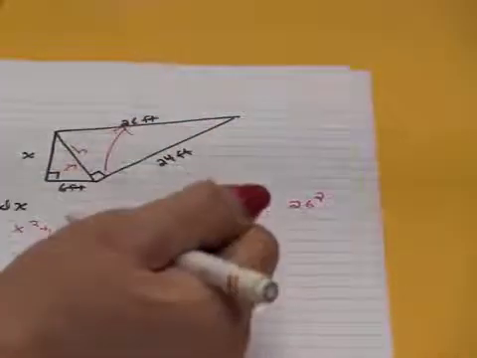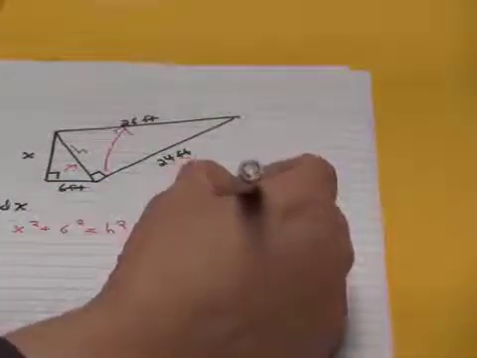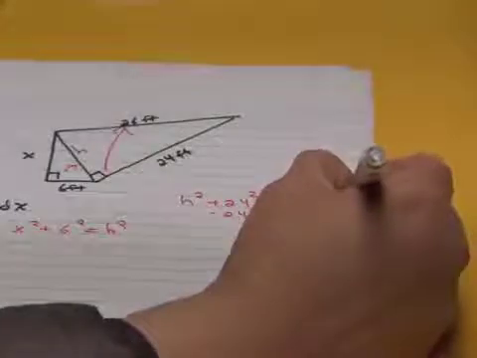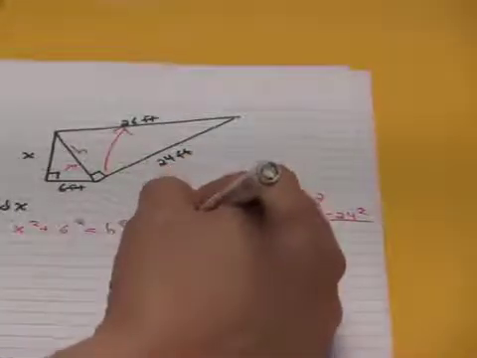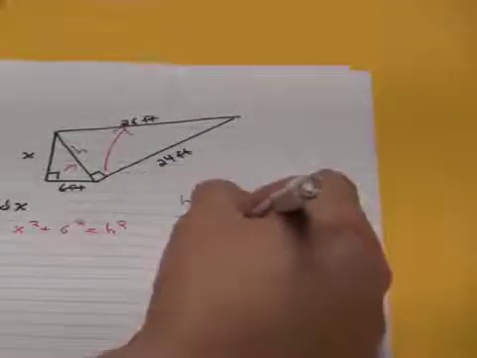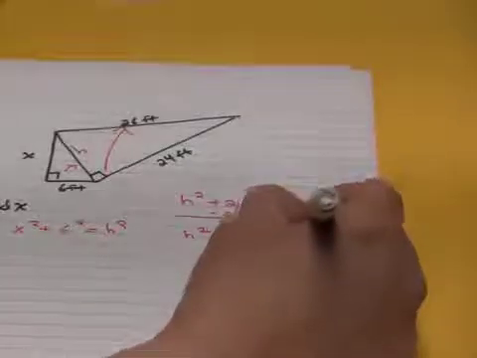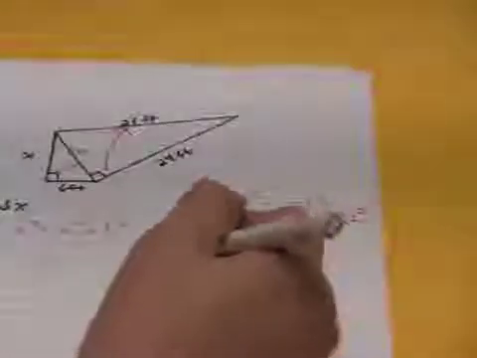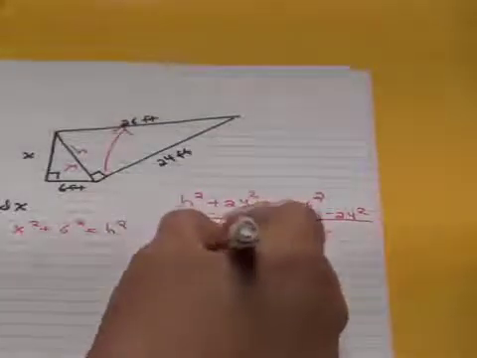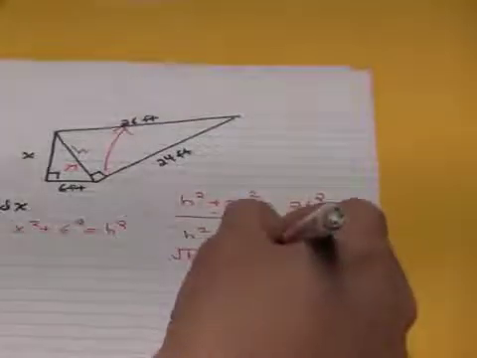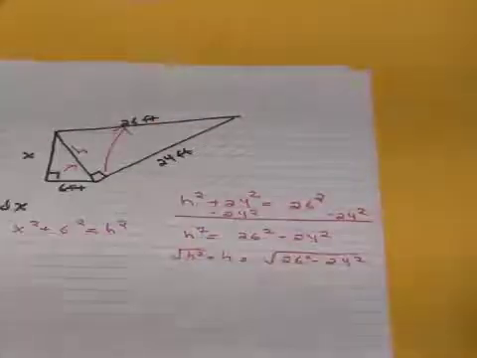Now I can solve for h. I'm not even going to figure out what the squares are. I'm just going to subtract 24 squared from both sides because I don't really need to know what those individual squares are. I just need to know what 26 squared minus 24 squared is. Because h, the square root of h squared, is the square root of 26 squared minus 24 squared.